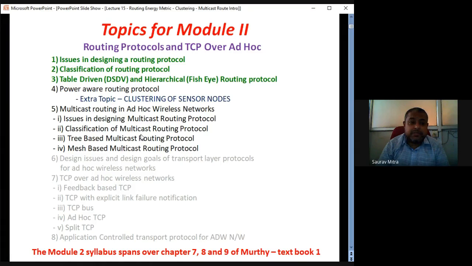After power aware routing, we will see clustering, and then the introduction to multicast routing. What are the design issues? What are the initial things? Classification of multicast we will see next. So this is mainly the flow of the initial part. This chapter is divided into 2 parts. The first part is routing protocols, and the second part is TCP. You are already studying TCP in some other subjects. So TCP in ad hoc networks will be the second part of this chapter.